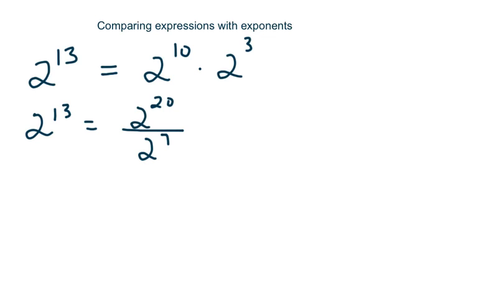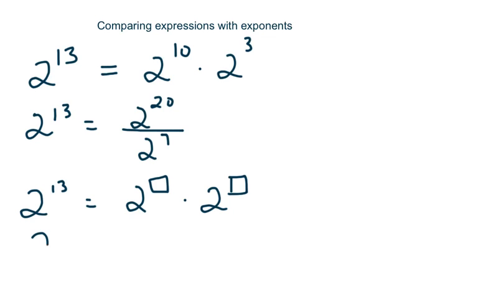So I would like for you to come up with 2 more, one using the same property as the first example, and the second using the same property as the second example. So 2 to what power times 2 to what power? So you're filling in the blanks there. And then the last example here, 2 to the 13th is 2 to, and you fill in the powers there, 2 to the what power? So try those on your own.